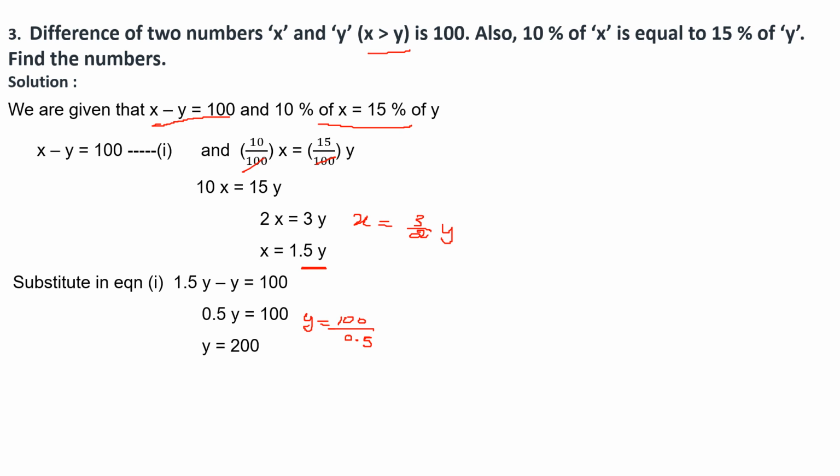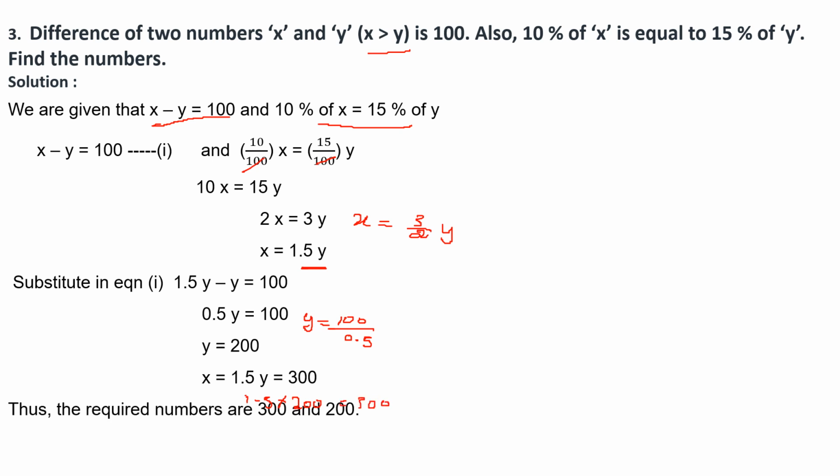So one number is 200. So y is 200. Now using the first equation or the second equation, you can find x. x is equal to 1.5 into y, so 1.5 into 200 is equal to 300. So the first number is 300. x is 300 and y is 200.